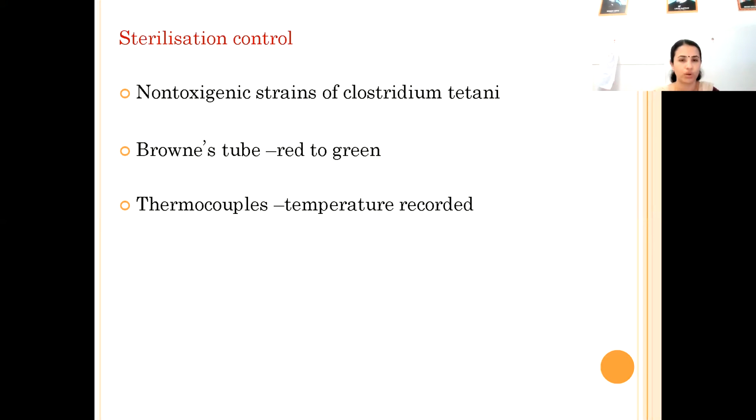The other one is the Browne's tube. The Browne's tube has a small red color, and that red color becomes green. Green color means it's not an efficient method. And thermocouples are used to record the temperature.